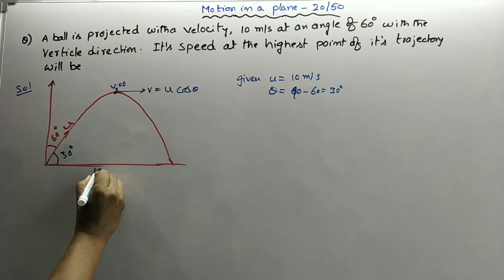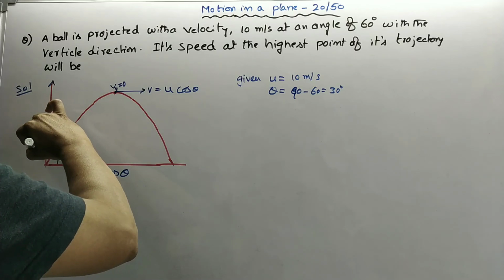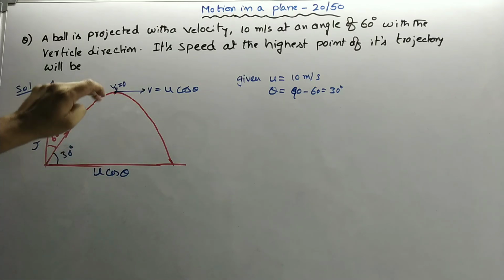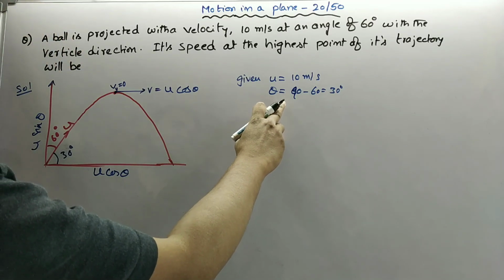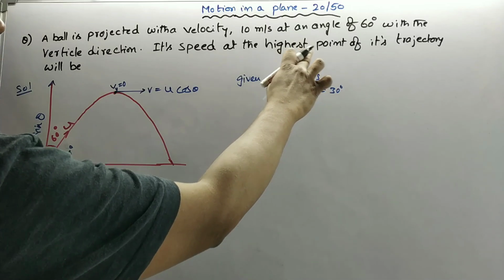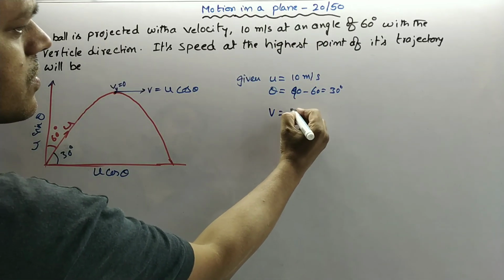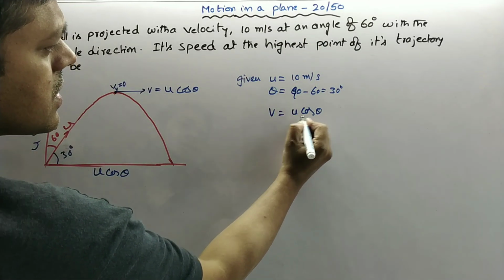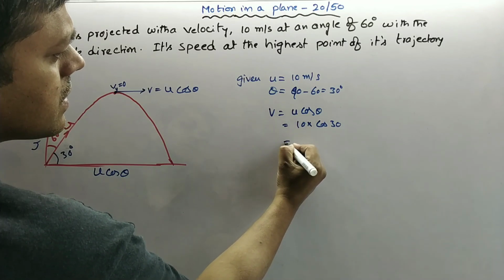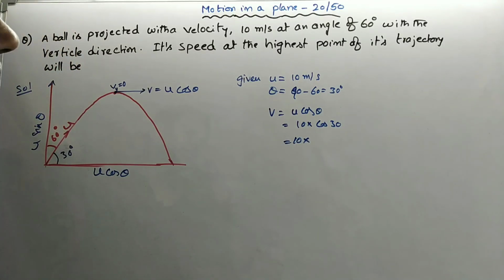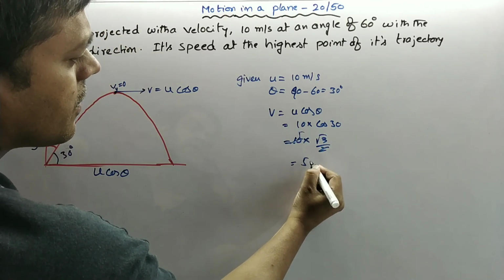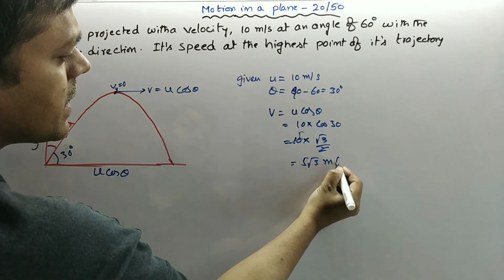So along this horizontal, what is the velocity? U cos theta. Along the vertical, what is that? U sin theta. So theta is equal to 30 degrees. So its speed at the highest point of the trajectory, V is equal to what? U cos theta. U is equal to 10 into cos 30. Then 10 into cos 30 is equal to root 3 by 2, 2 fives are 10, is equal to 5 root 3 meter per second.